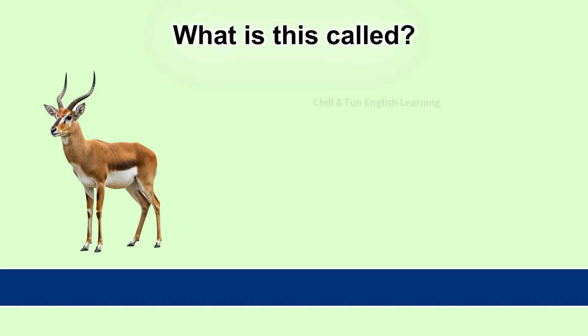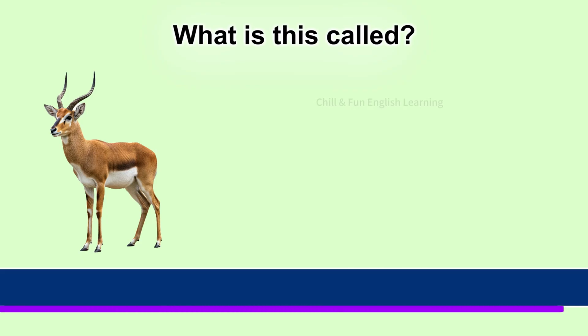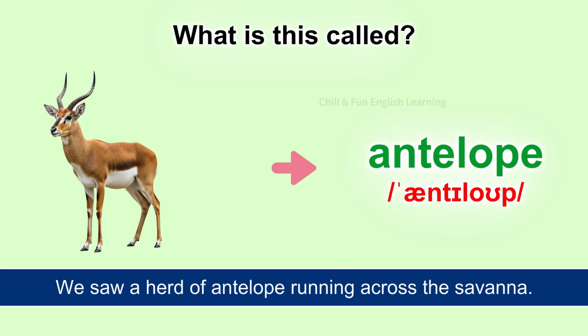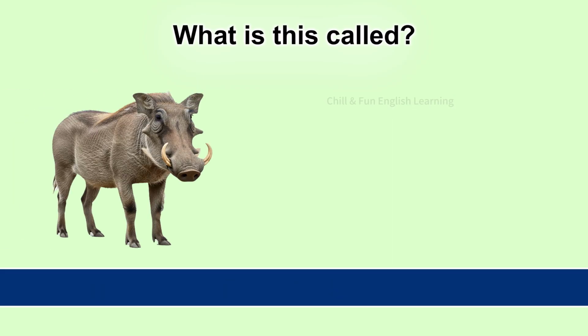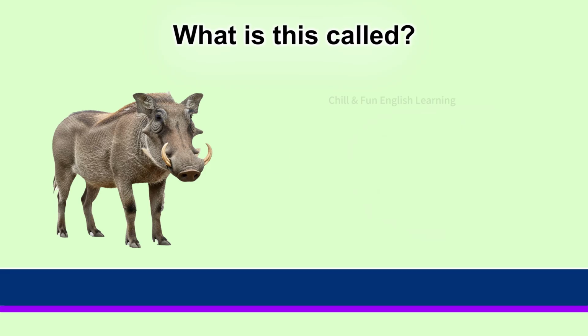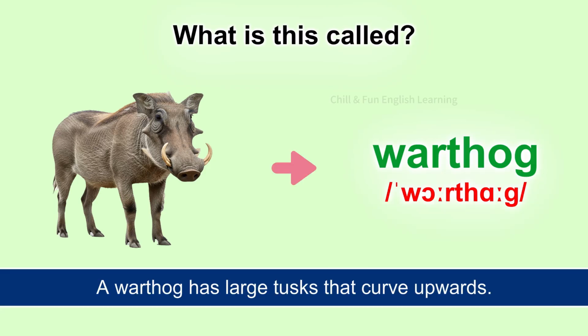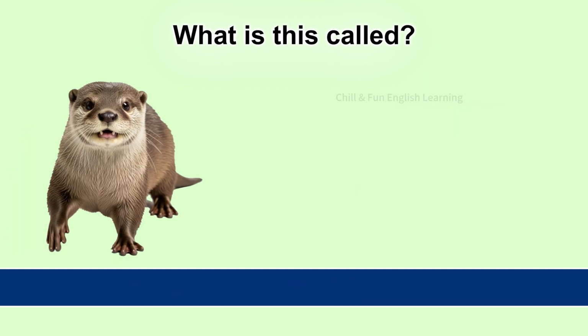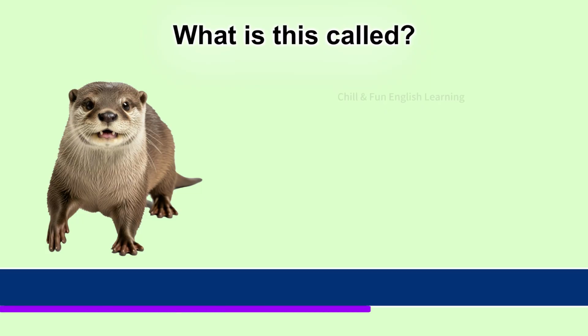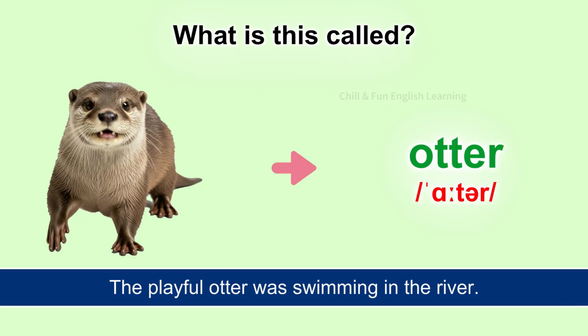What is this called in English? Antelope. For example, we saw a herd of antelope running across the savannah. What is this called in English? Warthog. For example, a warthog has large tusks that curve upwards. What is this called in English? Otter. For example, the playful otter was swimming in the river.